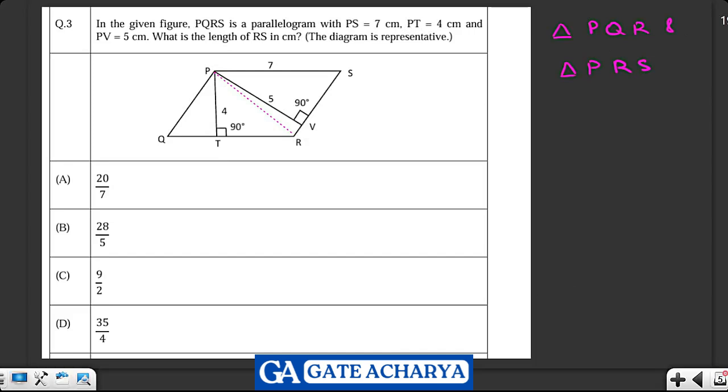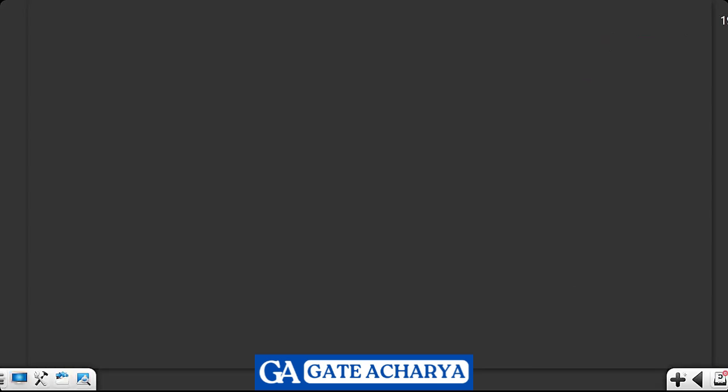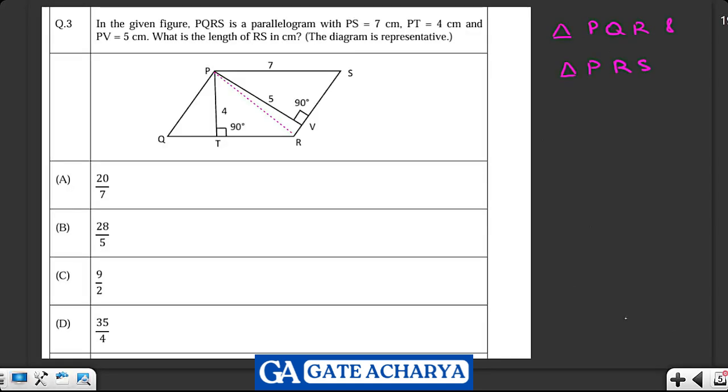Now, if you understand the basics of parallelogram, I can first of all conclude that the area of triangle PQR is equal to the area of triangle PRS. Why can I do that? Because in a parallelogram, you get half the area here, right? The area gets equally divided. PQR is this segment and PRS is this segment. So these triangles are always going to be equal to each other.